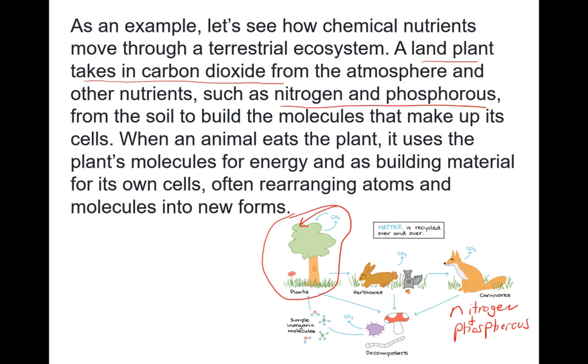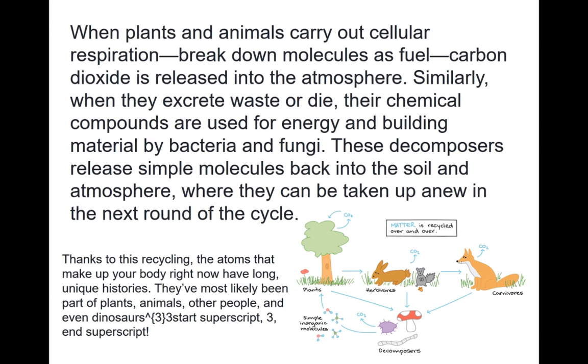Okay, so let's go back up here to nitrogen and phosphorus from the soil to build the molecules that make up the cells. When animals eat the plants, they use the plant's molecules for energy and as building material for their own cells, often rearranging atoms and molecules into new forms. And so we've already talked about how we have water plus CO2 equals the sugar that we were able to get to use to eat, plus the O2s.